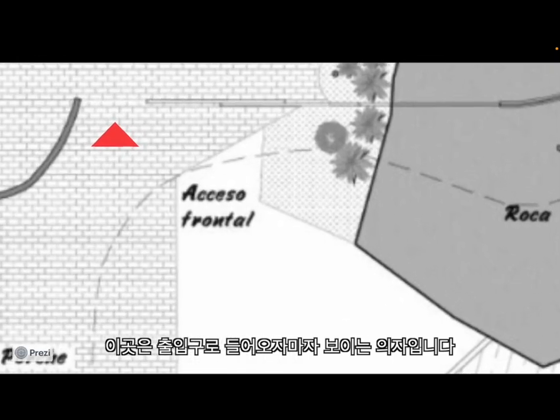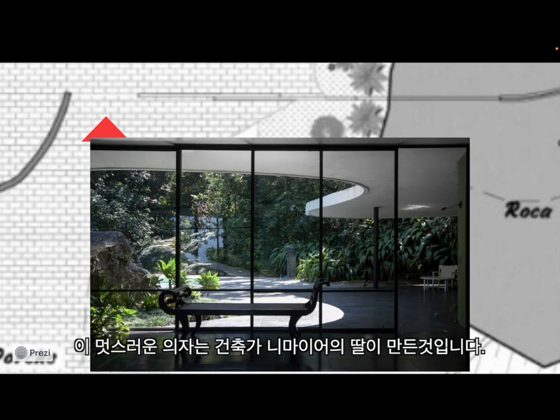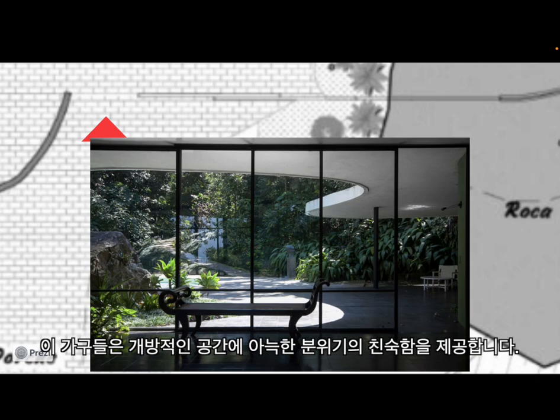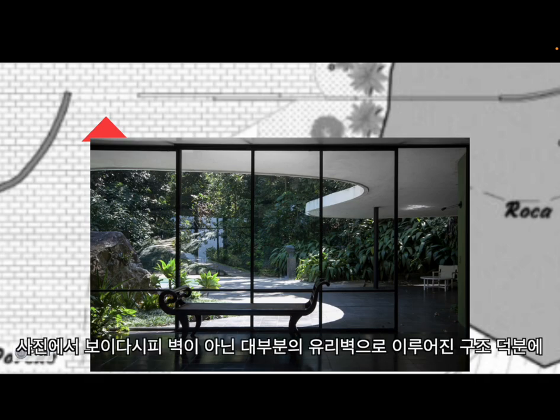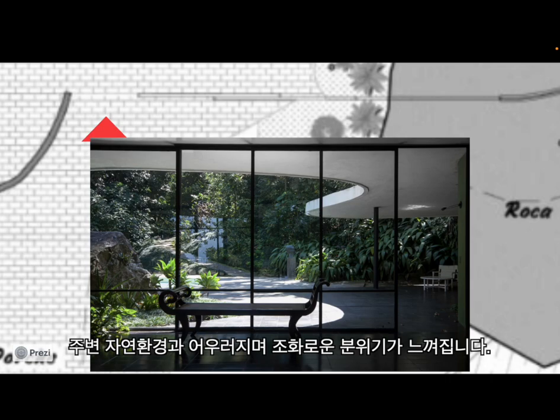It is a chair that you can see as soon as you enter the doorway. This stylish chair was made by the daughter of architect Niemeyer. These furnishings provide the familiarity of a cozy atmosphere in the open space. As you can see in the picture, thanks to the structure made up of mostly glass walls, the boundaries between indoor and outdoor space are blurred, harmonizing with the surrounding natural environment and creating a harmonious atmosphere.